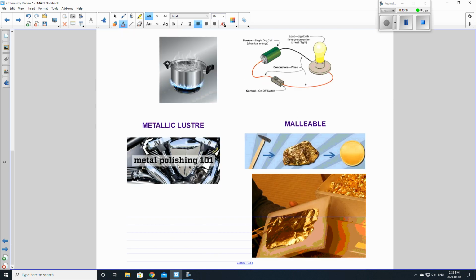There's also something called metallic luster, so you can polish up metals, and they're very shiny. And then one last thing that we really talked about in this class was that metals are malleable. So if I were to hammer a piece of gold, I could make something called gold leaf or gold foil. It can be very, very thin.